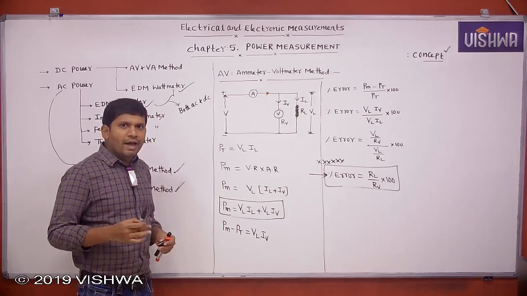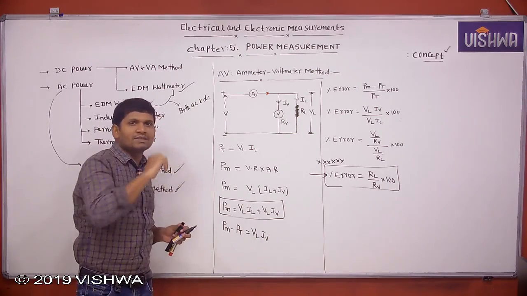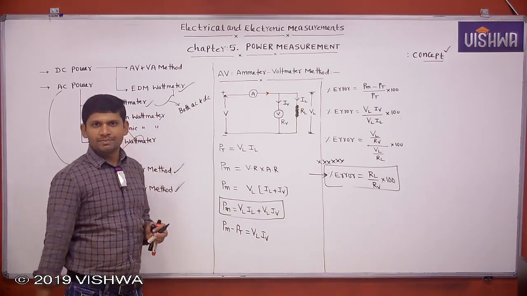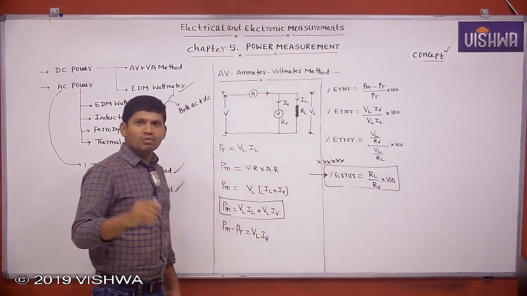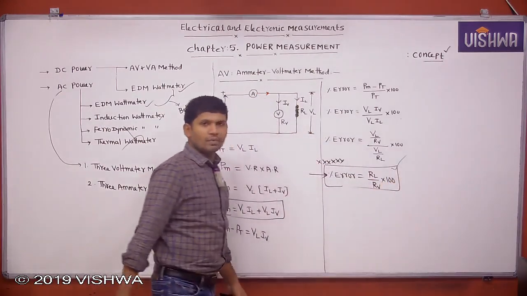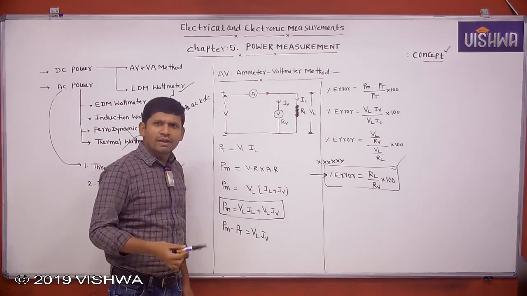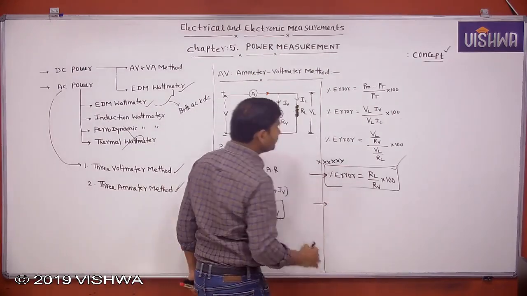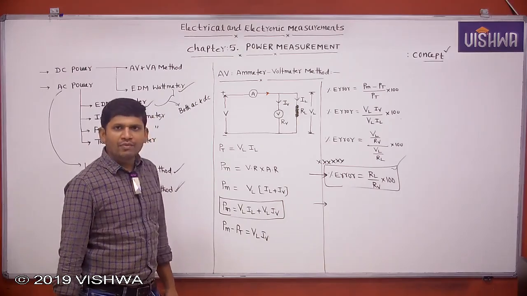Not only the final formula, but how we are doing the analysis, those steps you also concentrate on, to solve any model or problem if it is asked. Then percentage error equals RL by RV into 100. This is one point to remember with respect to the AV method. Now from this I want to write many other points also, which are important for competitive exams.